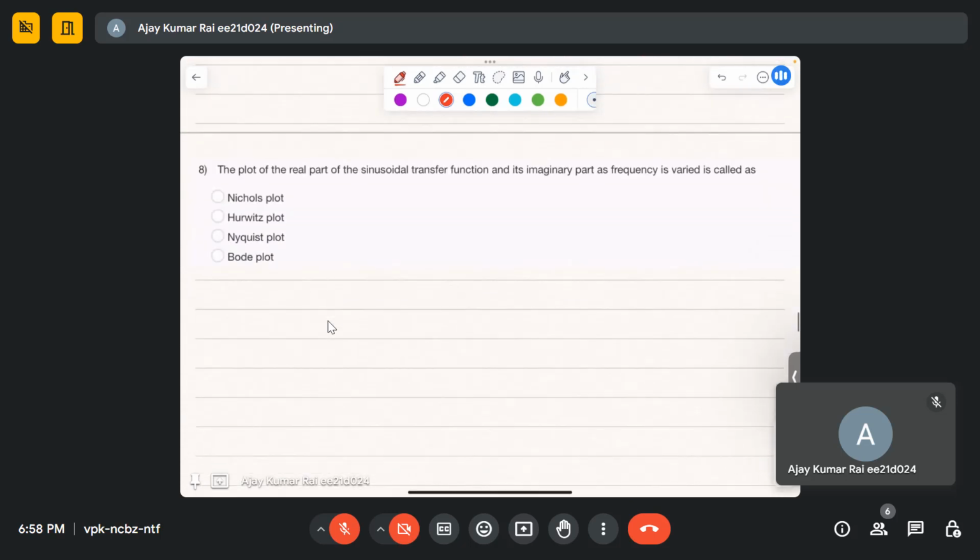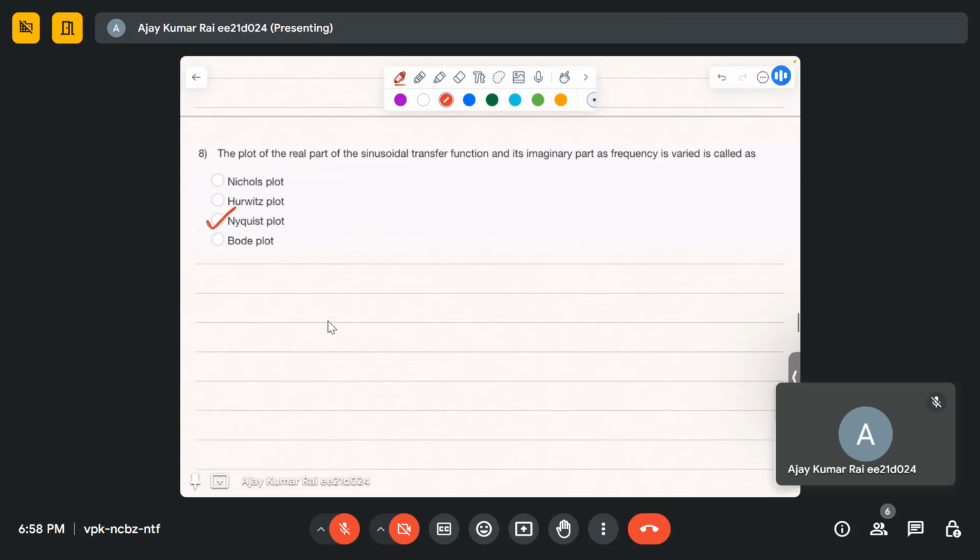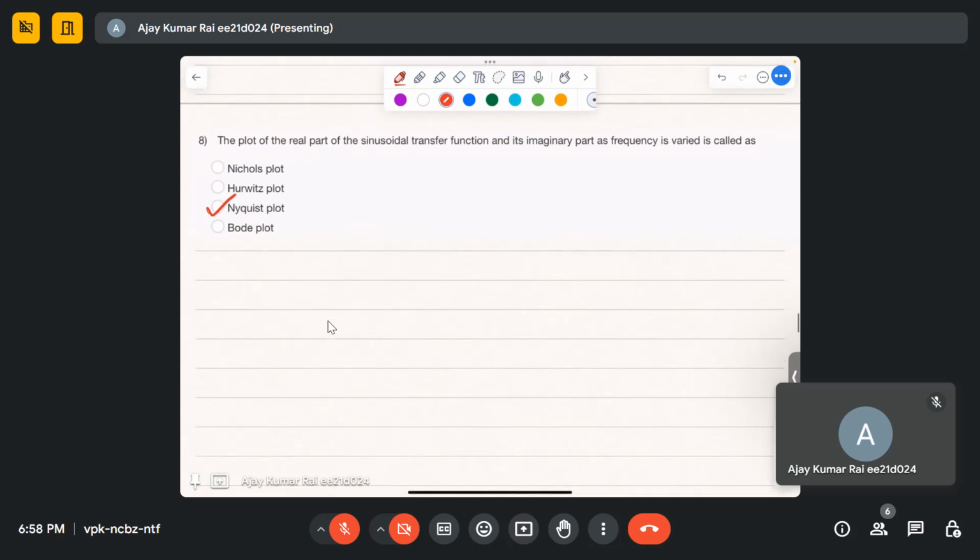Okay, I'll go to this one. The plot of the real part of the sinusoidal transfer function and its imaginary part as frequency is varied is, so this is the Nyquist plot. Okay, the definition of the Nyquist plot: we'll plot G of j omega in the complex plane or the GH plane.